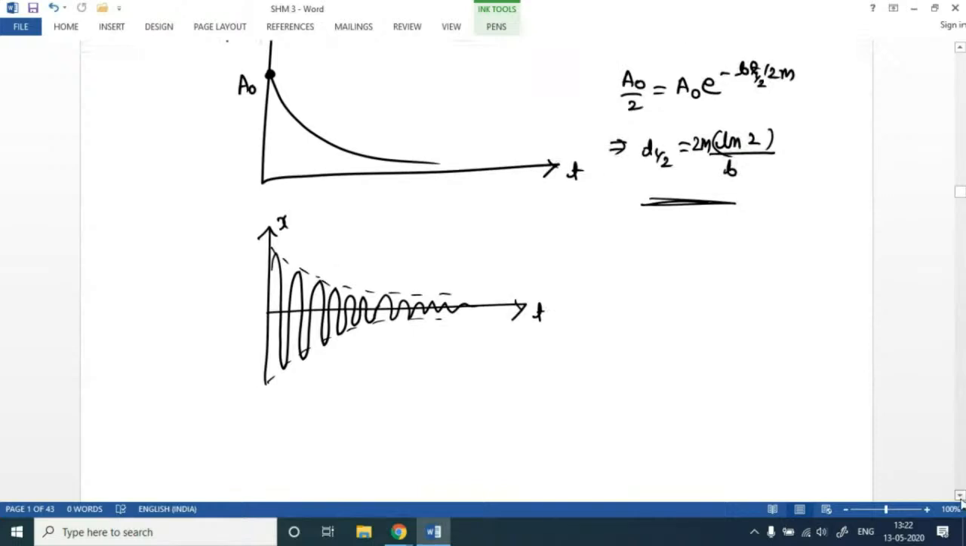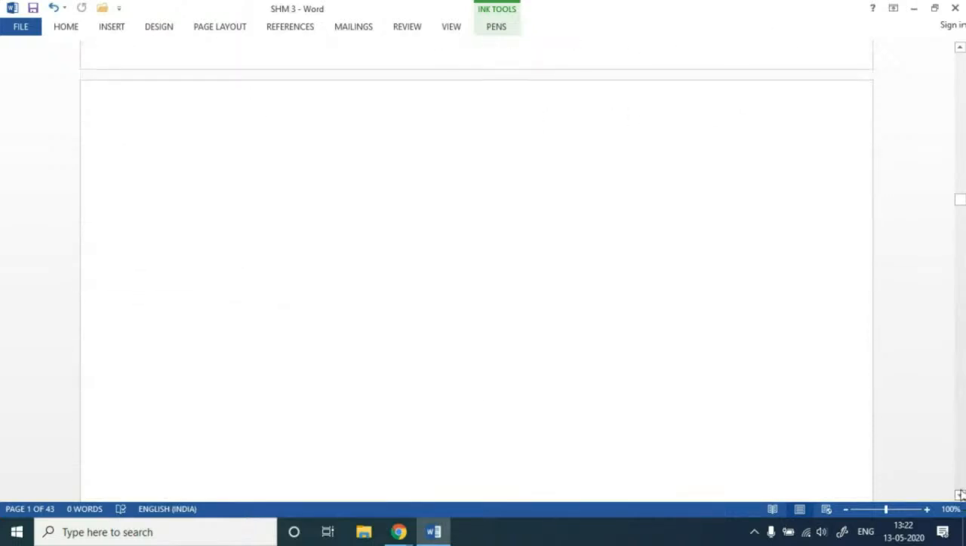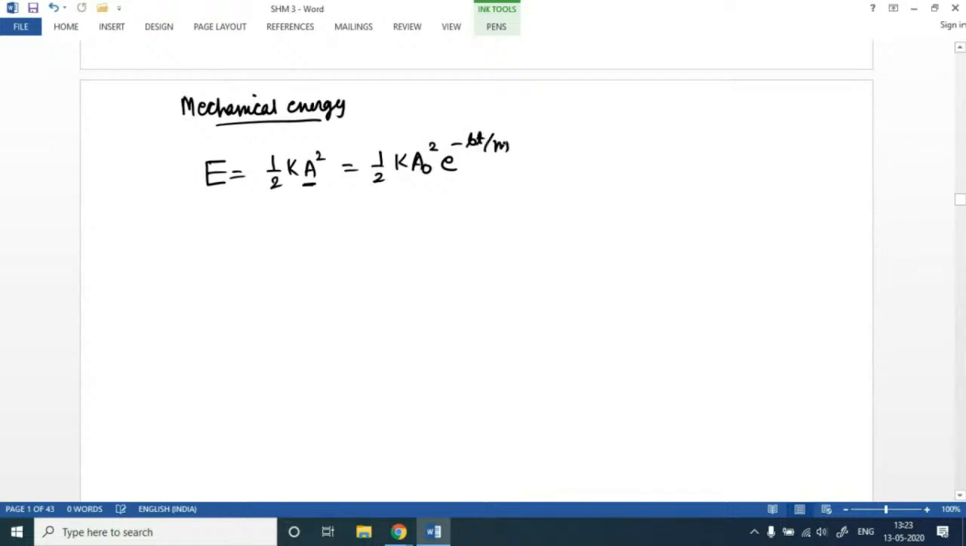And let's also look at the energy term a little bit, or the mechanical energy of the system. In the case of SHM, we saw that the mechanical energy of the system was constant. So the instantaneous mechanical energy we can write as half kA square. But this amplitude is an exponentially decreasing term, so that will become half k A naught square into e to the power minus bt by 2m, whole square. So that will be e to the power minus bt by m.